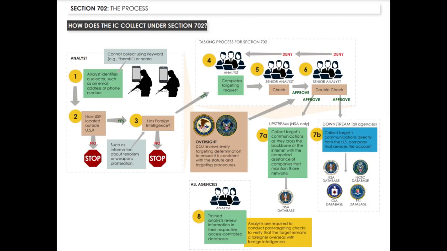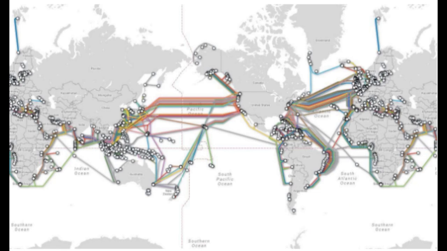To collect communications into databases, an analyst identifies a target's selectors. Those are phone numbers or email addresses or IP addresses, and compels private U.S. companies to share all the communications associated with those selectors with intelligence agencies' databases. This capitalizes on how much of the world's internet infrastructure goes through the U.S. or is maintained by U.S. companies.